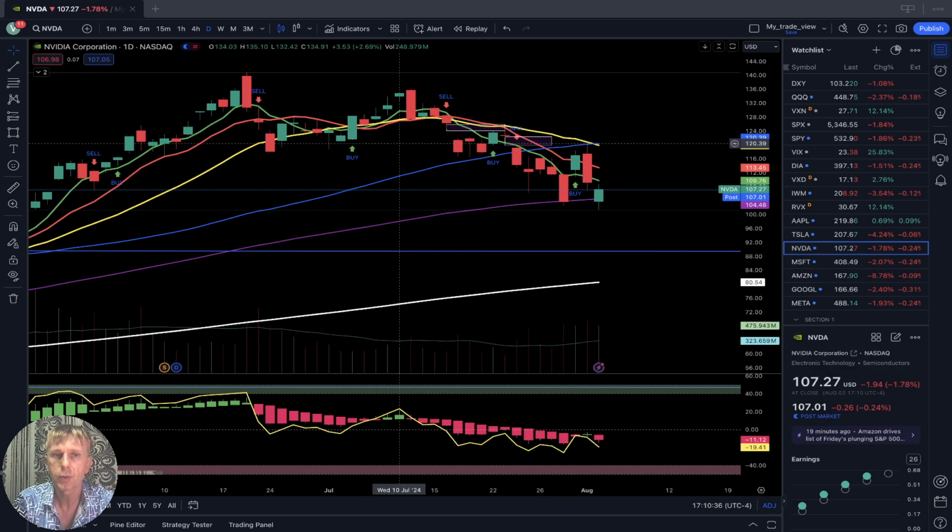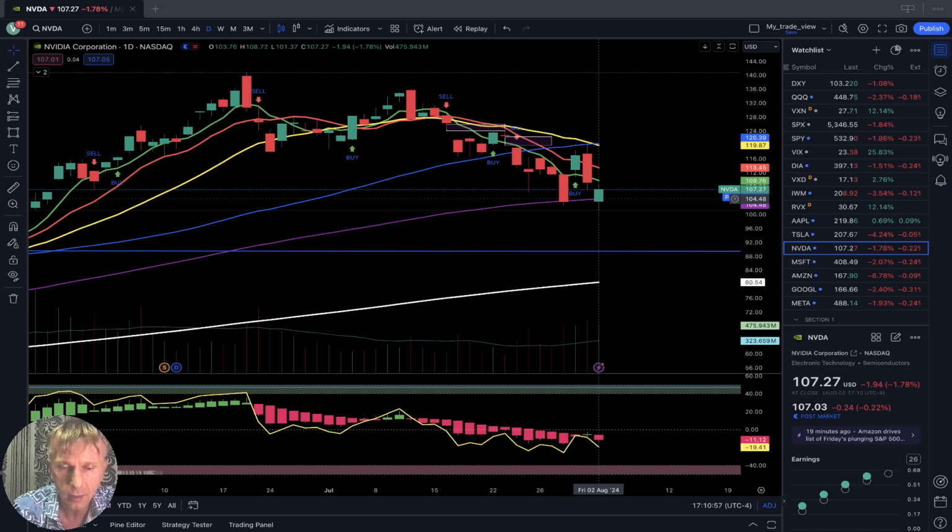Nvidia minus 2%, daily time frame. You see, it did it a second time. It touched SMA 100, bounced from SMA 100, moved up, touched SMA 20 and 50 and was rejected. And now it's back to SMA 100. Still bearish trend with the strong support at SMA 100 level.